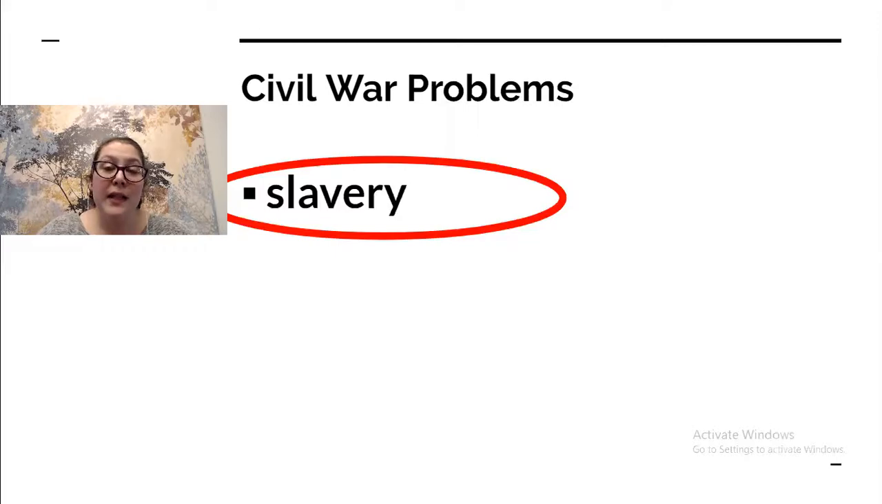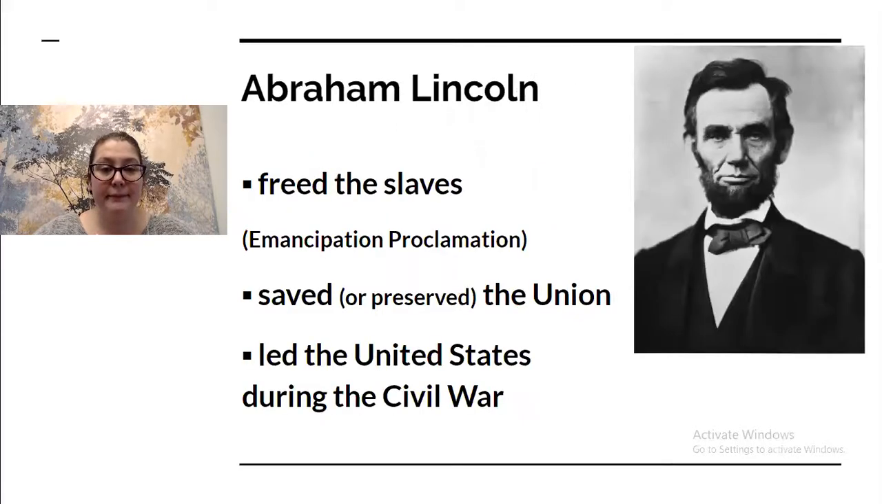The northern states did not like this. They did not think this was fair. And so they wanted to end the practice of slavery and make the southern people pay workers for their work. And they did not want to do this. So this was the main problem that led to the Civil War, slavery. So again, the question is, what is one problem that led to the Civil War? Slavery.